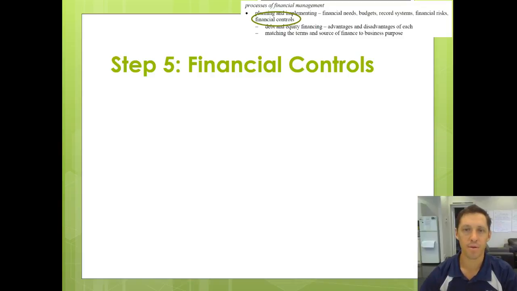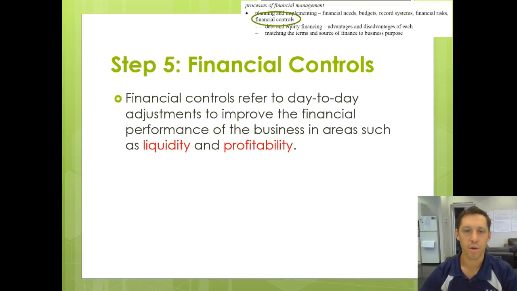The last element of planning and implementing is financial controls. So that refers to day-to-day adjustments to improve the financial performance of the business in areas such as liquidity and profitability. So liquidity, effectively your current ratio, your current assets divided by your current liabilities. Do we have enough current assets on our balance sheet to match our current liabilities? And in the longer term, profitability of the business. So is there enough sales coming in, less our cost of goods sold, giving us our gross profit, less our other expenses? Are we keeping those other expenses like rent, like electricity? Are we keeping those under control to ensure that we have sufficient profit going forward?